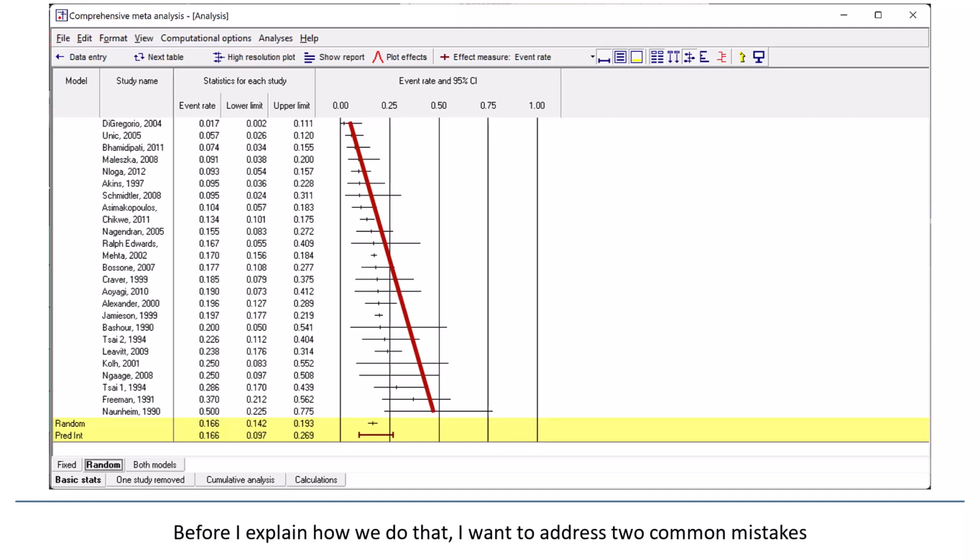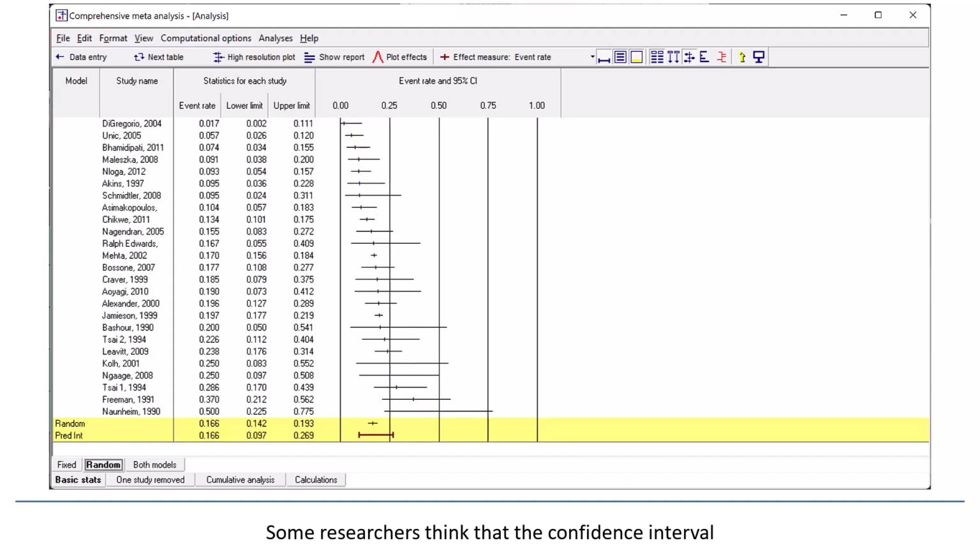Before I explain how we do that, I want to address two common mistakes. Some researchers think that the confidence interval tells us something about the dispersion in effects. For example, they might think that the effect size in individual studies ranges from here to here. And that is completely wrong. The confidence interval is an index of precision, not an index of dispersion. It tells us how precisely we've estimated the mean. It says nothing about how widely the effect size varies.